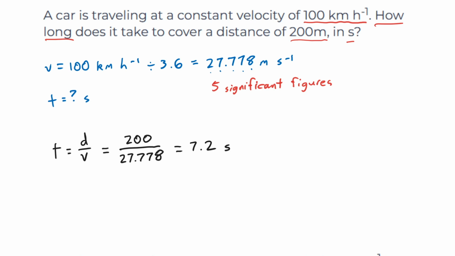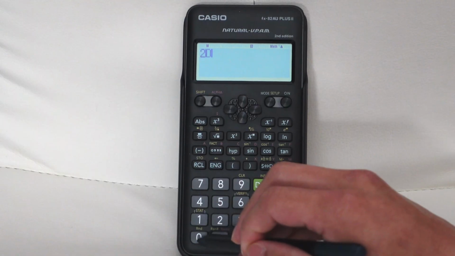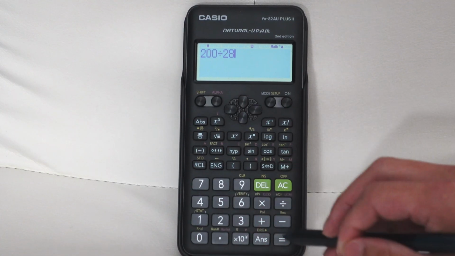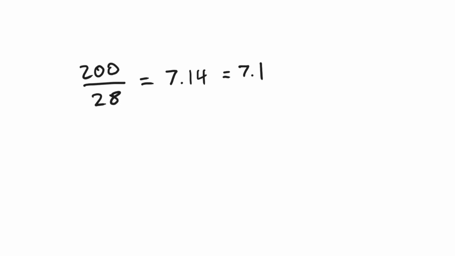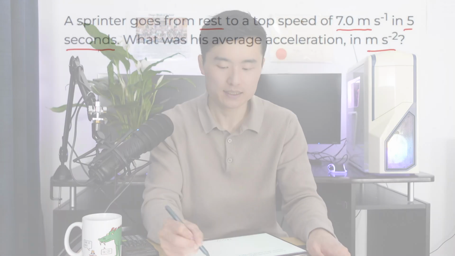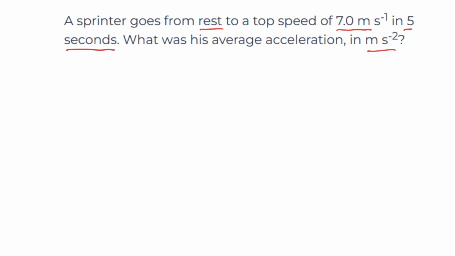Now going back to what we said earlier, if we had rounded 27.778 to 28, then 200 divided by 28 is 7.14, which rounds down to 7.1 and gives you an incorrect answer. Question 5. A sprinter goes from rest to a top speed of 7.0 meters per second in 5 seconds. What was his average acceleration in meters per second squared?